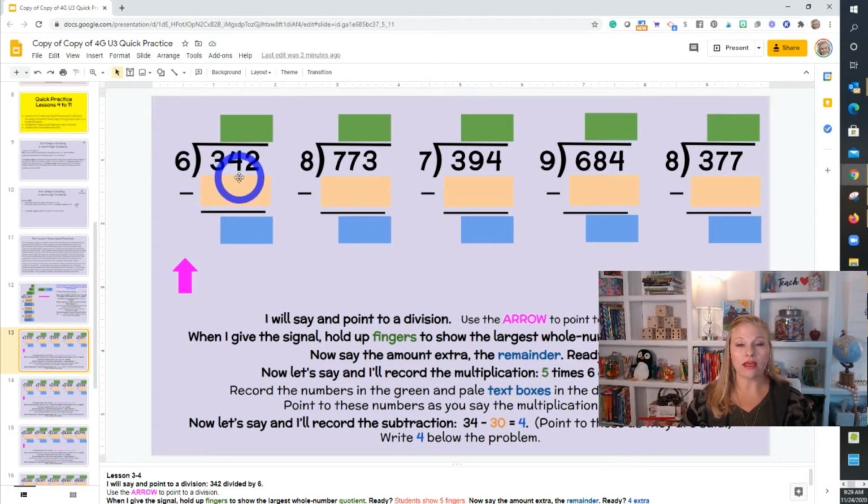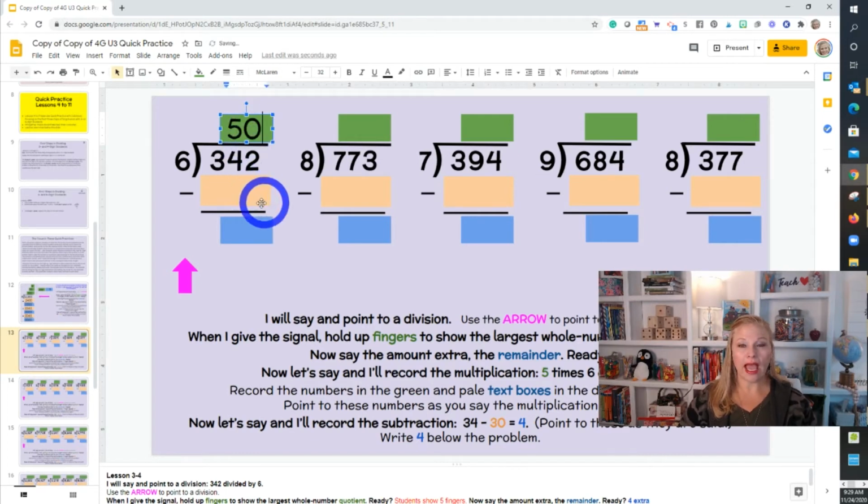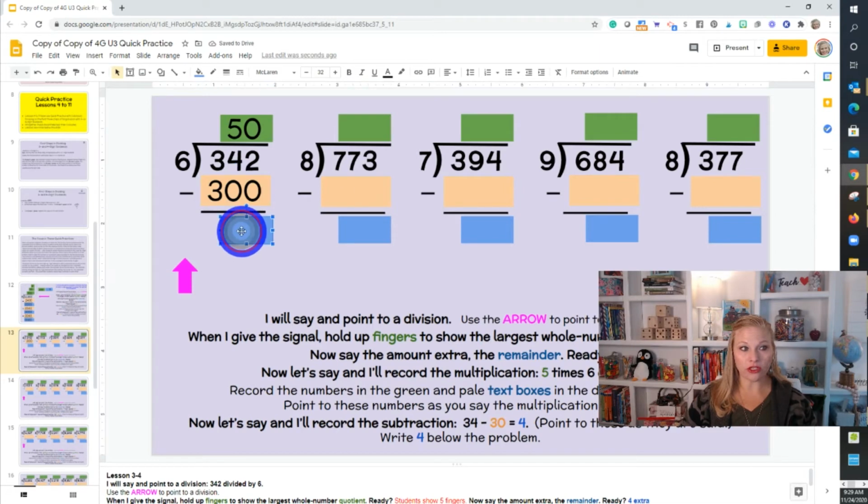Boys and girls, think about it. Class, 50. Boys and girls, how many would be left over? Think about it. Class, 42. Let's say the entire equation. 6 times 50 equals 300. 342 minus 300 equals 42.